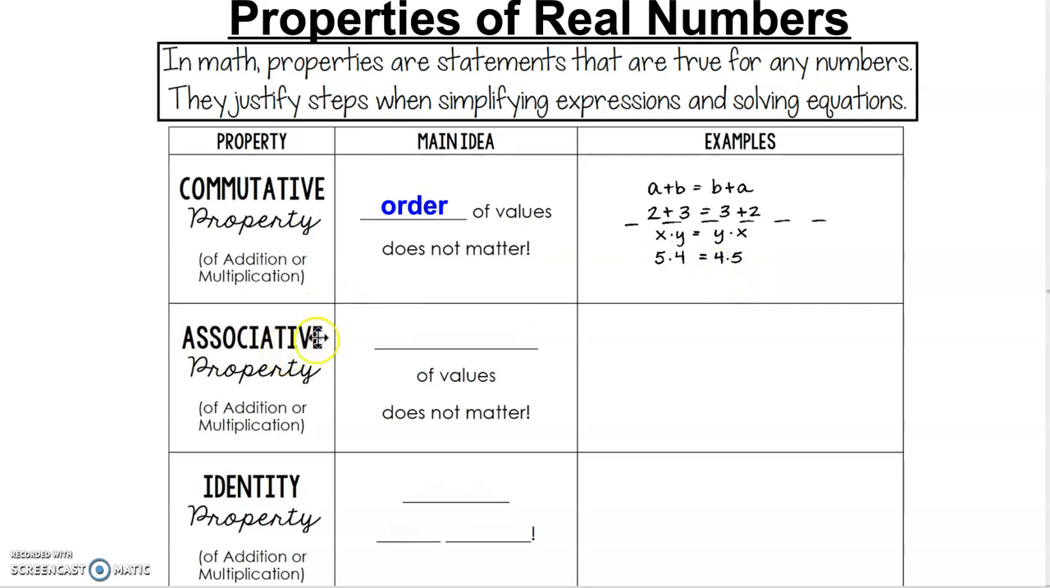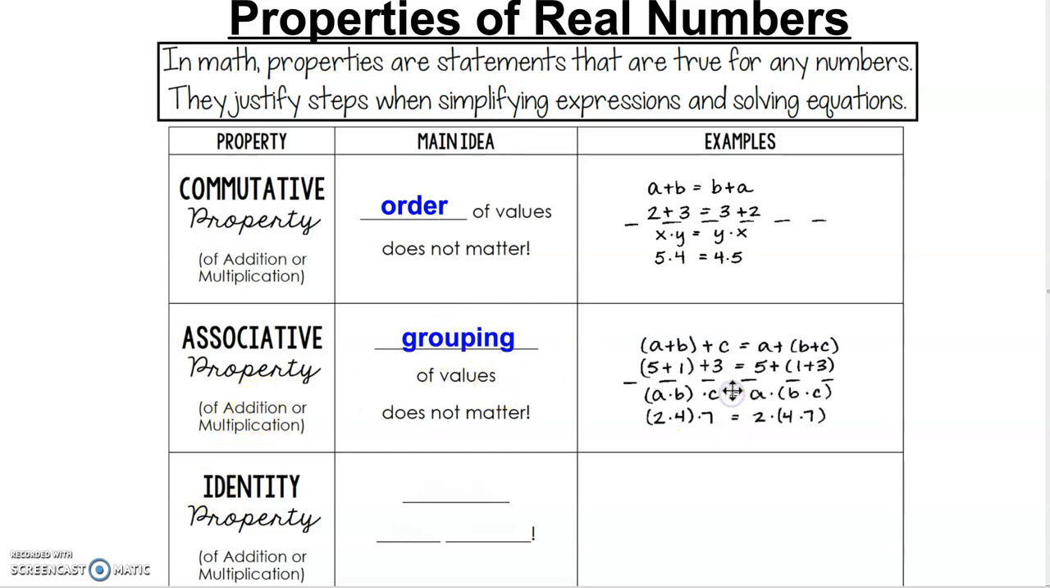The associative property means the grouping of values doesn't matter. Now this only works for addition or multiplication again. So parentheses a plus b, plus c is equal to a plus parentheses b plus c. Notice we're only using addition on both sides of that equation, but the parentheses are in different places. Here we have parentheses around 5 plus 1, and then we're adding 3 to it. 5 plus 1 is 6, and then we add 3, and that makes 9. If we work the right side of that equation, we're doing the 1 plus 3 first, which is 4, and we're adding 5 plus 4, which is still 9. So those sides of the equation are still equivalent because of the associative property.